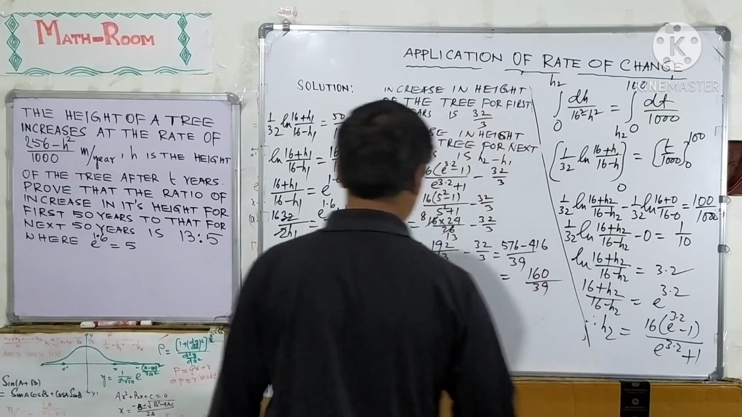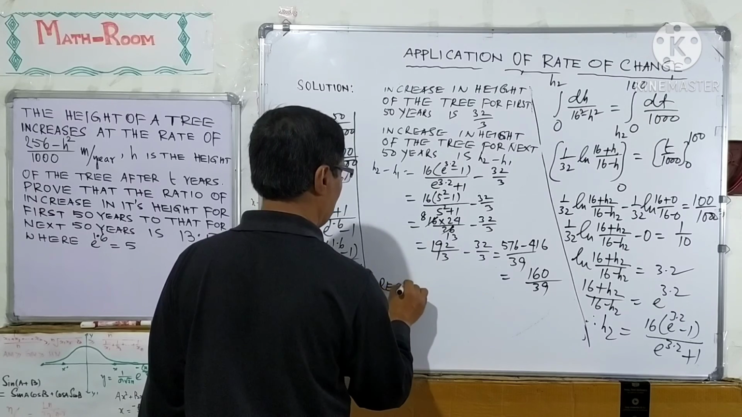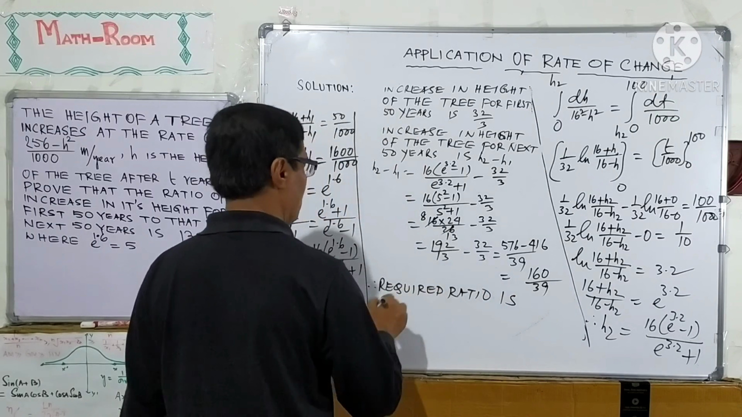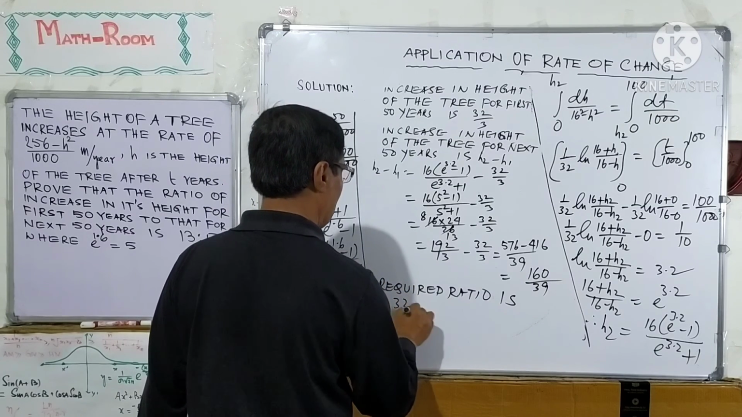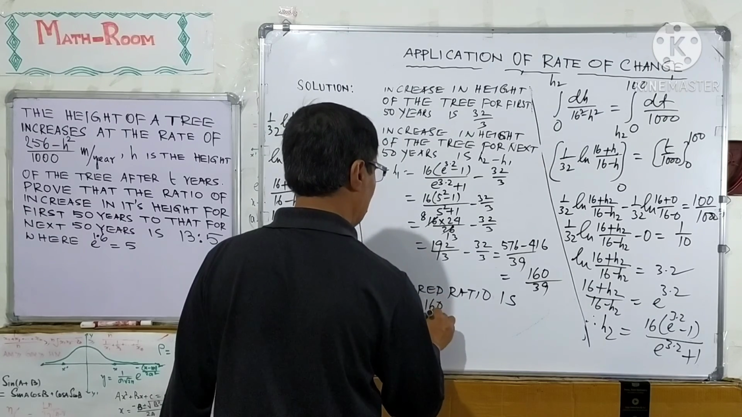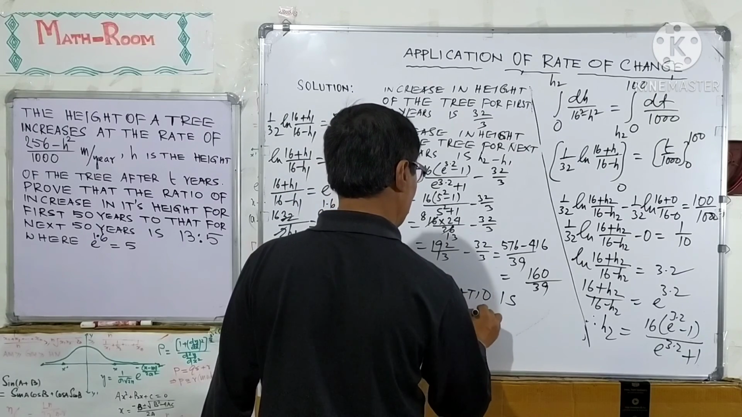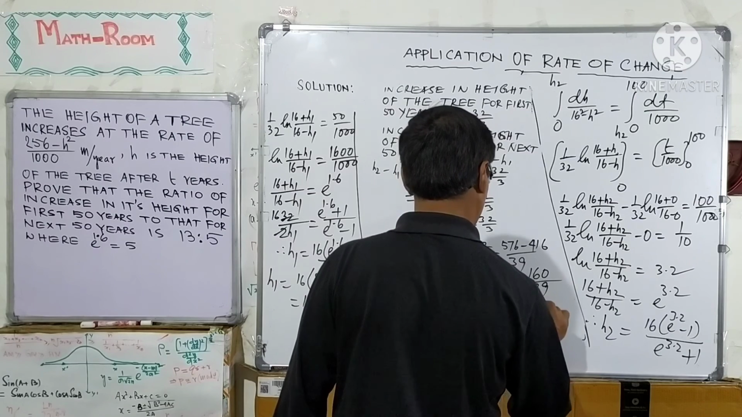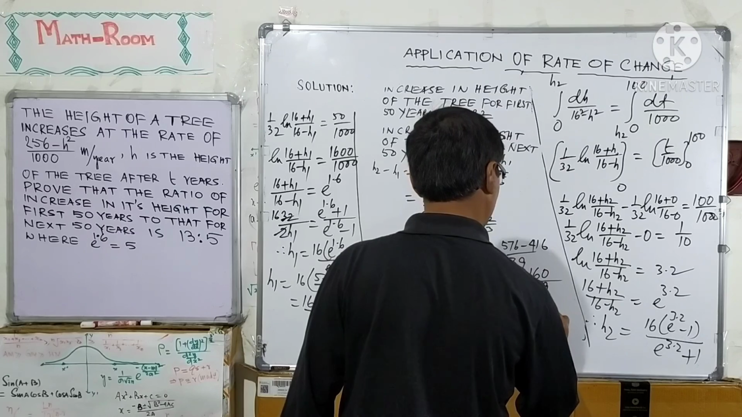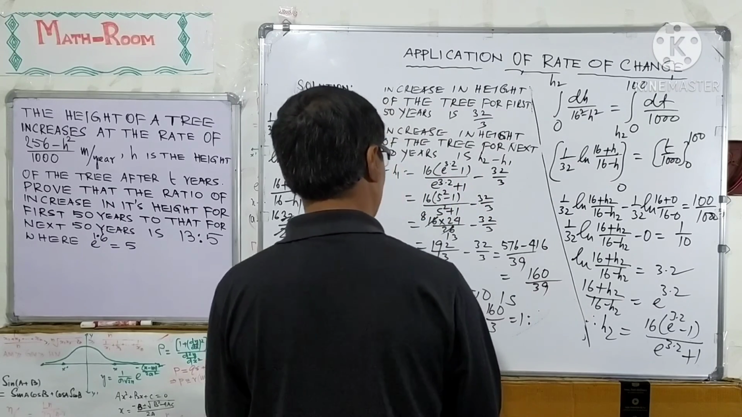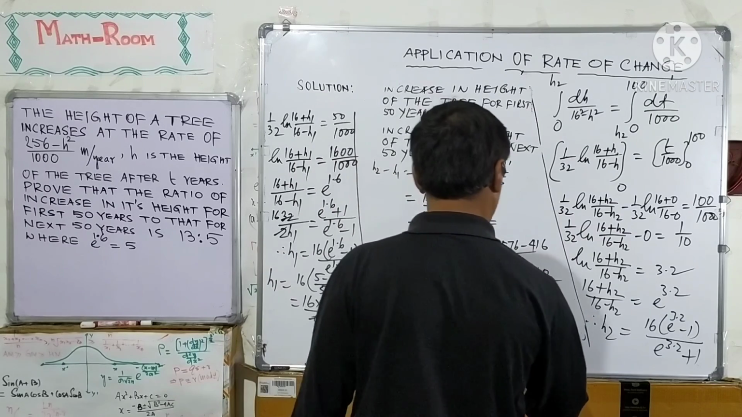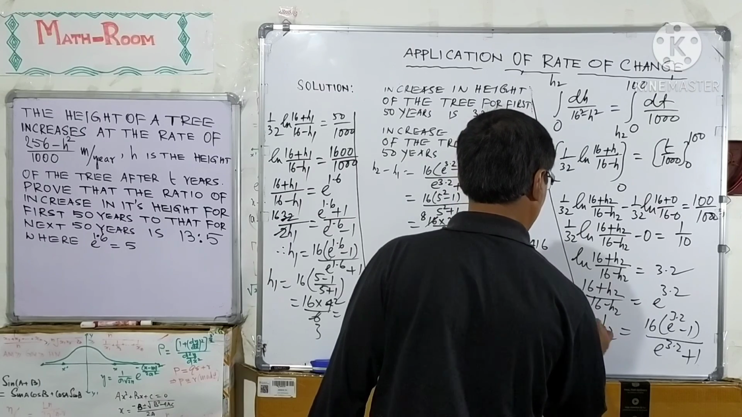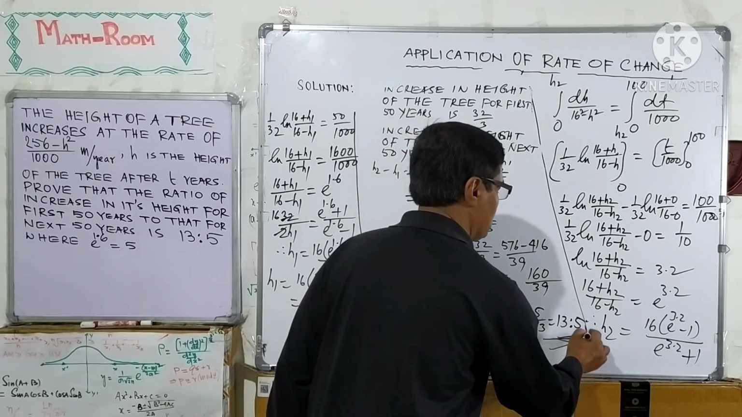This is equal to 160 over 39. So, the required ratio is that 32 over 3 is to 160 over 39, that is 1 over 5 is to 5 over 13, that is 13 is to 5. This is the result. This is the required ratio.